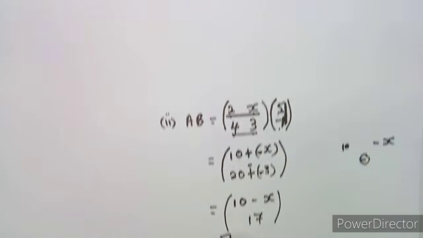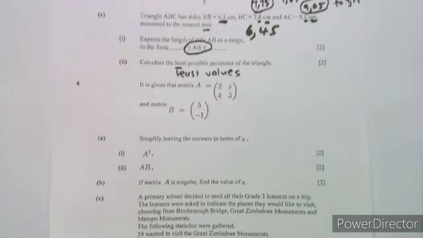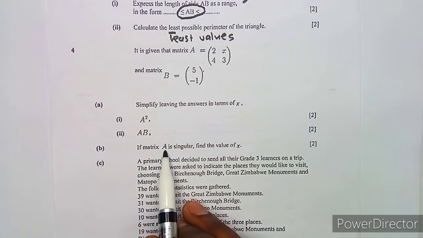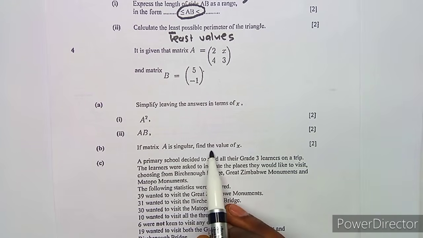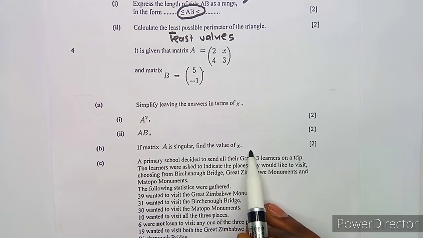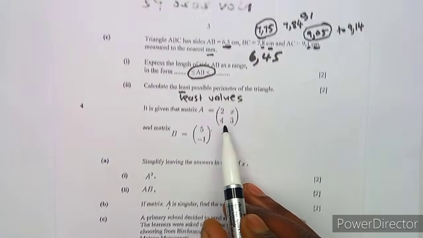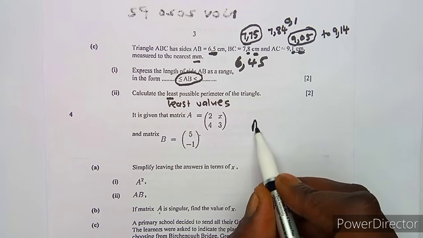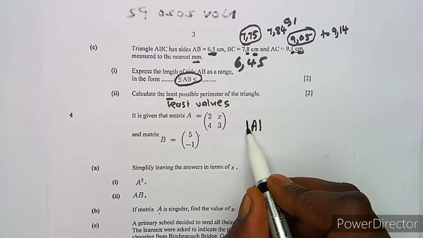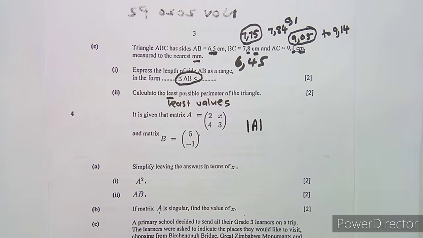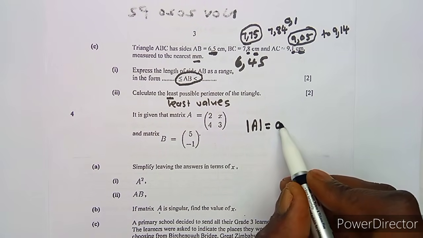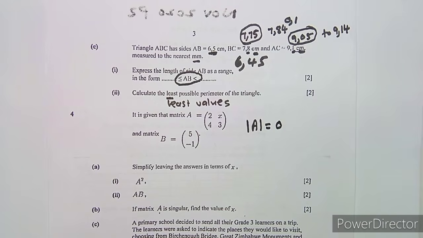All right, then let's see what we are given on the other part. They are now telling us to say if matrix A is singular, then find the value of x. If A is singular, this matrix A. Okay, what do we know about a singular matrix? We know that a singular matrix is a matrix which has no inverse, so which means its determinant is equal to what? Its determinant is equal to 0.